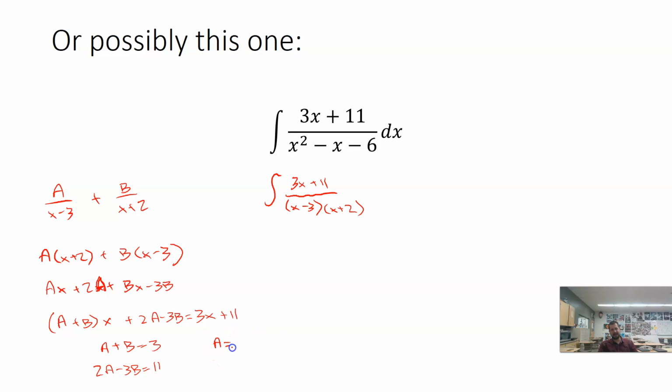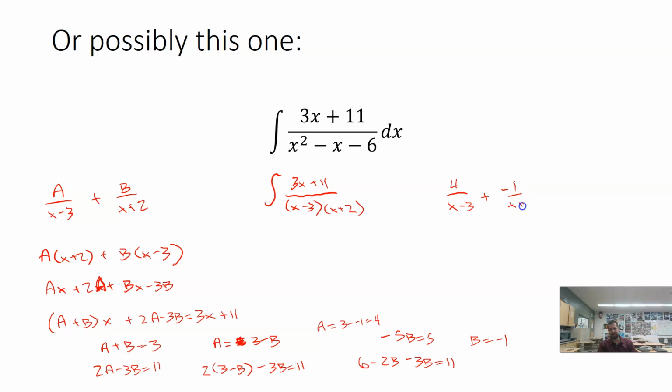Let's get through it. I get the a by itself in the first one. It doesn't matter what letter we get by itself as long as we isolate it correctly, which I almost didn't right there. Plug that in. I get 2 times 3 minus b, minus 3b, is equal to 11. I distribute the 2 in, so I get 6 minus 2b minus 3b is equal to 11. So I've got negative 5b is equal to 5, so b is equal to negative 1. I plug that into my equation where a is 3 minus negative 1, which gives us 4. So what I have here is 4 over x minus 3 plus negative 1 over x plus 2.